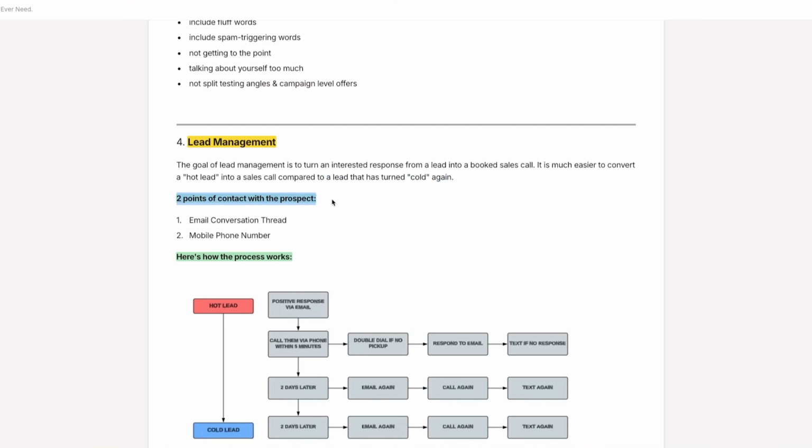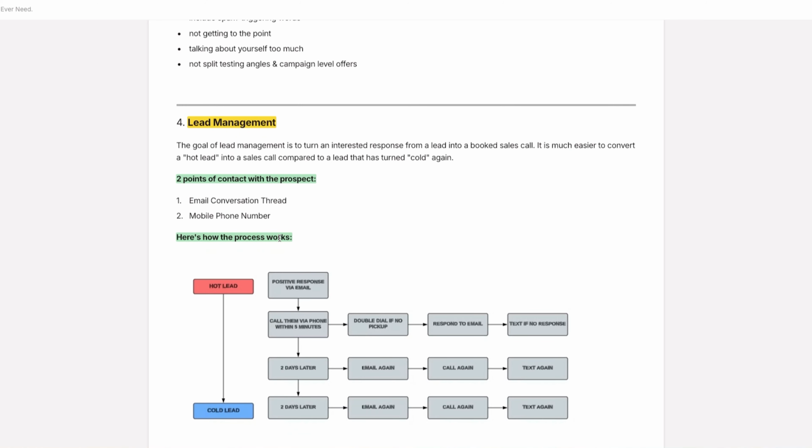So the 2 points of contact that we want to have with the prospect, at a bare minimum, you need the email conversation thread, right? That's the bare minimum. Obviously, if you're emailing them, you're going to have that. The next part is the mobile phone number, so that you can get through using something like Better Contact or just other databases like Apollo, which is also pretty simple. And basically, instead of just emailing them constantly, you can also give them a call and text them. So that kind of opens up your multi-channel approach and allows you to do that. Also, one thing that's not mentioned here is you can LinkedIn them.